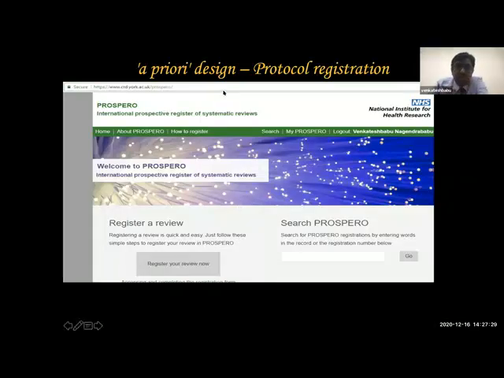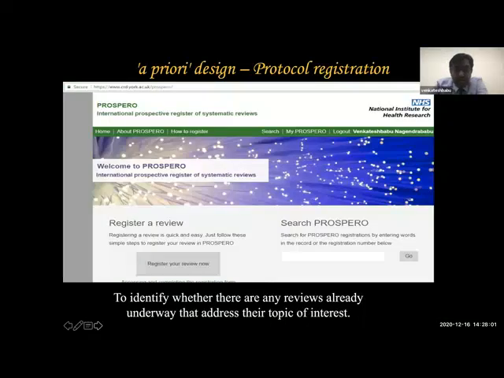Once you create your account, you will be on this page. Before registering or before starting on any particular title or topic, you should know whether a similar topic has been registered in this database. How to find out? Can you see my cursor here? Search PROSPERO. You will have a box here. In this box, please type your keywords. Then you click this particular Go. It will automatically show you whether any previous systematic review related to your topic of interest has been registered in this database.